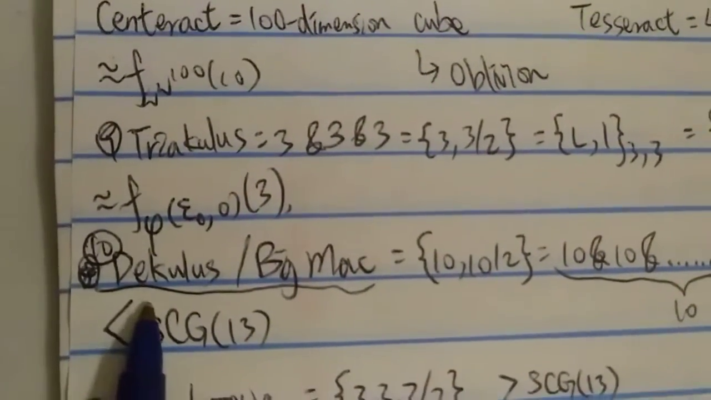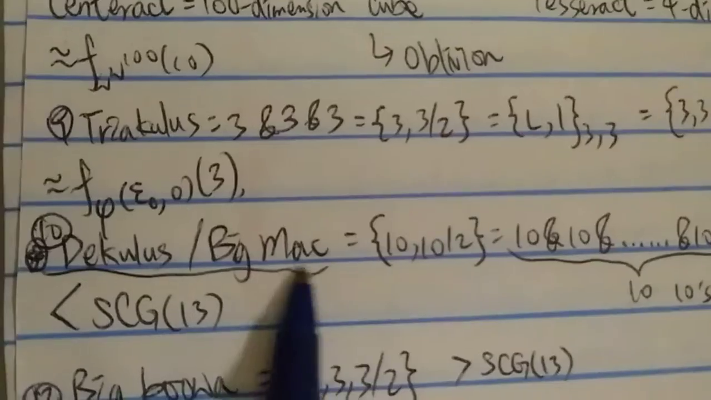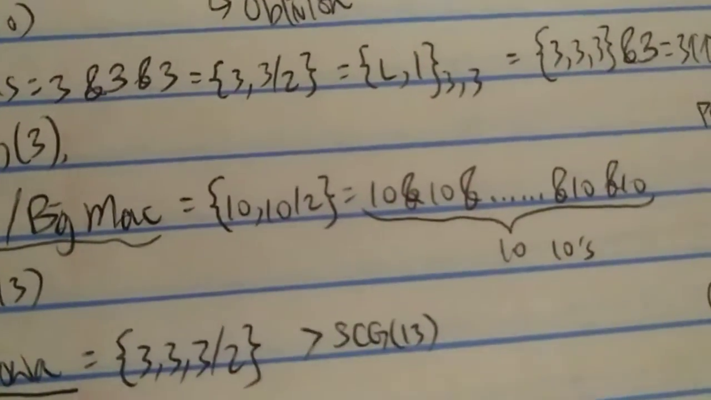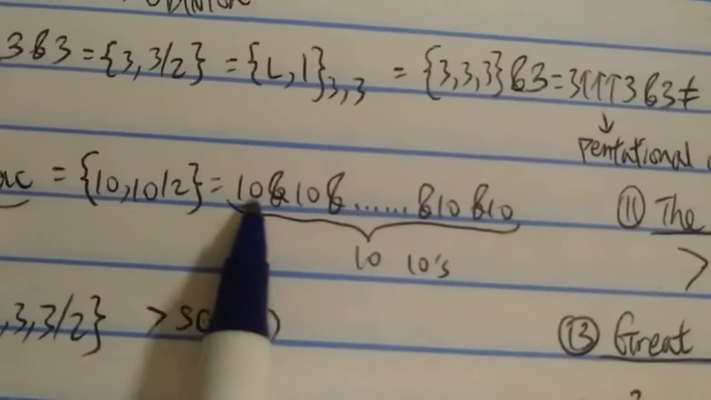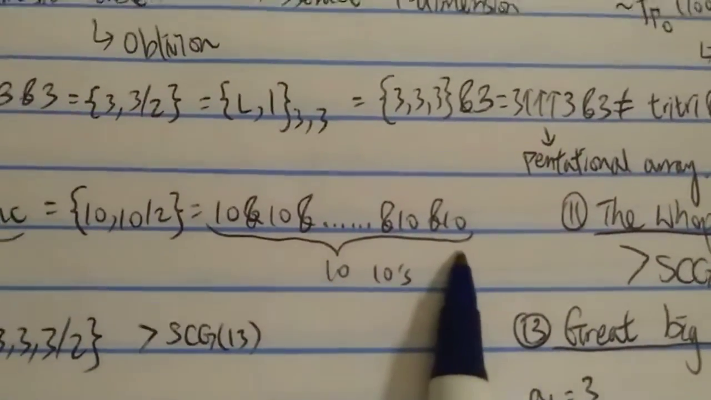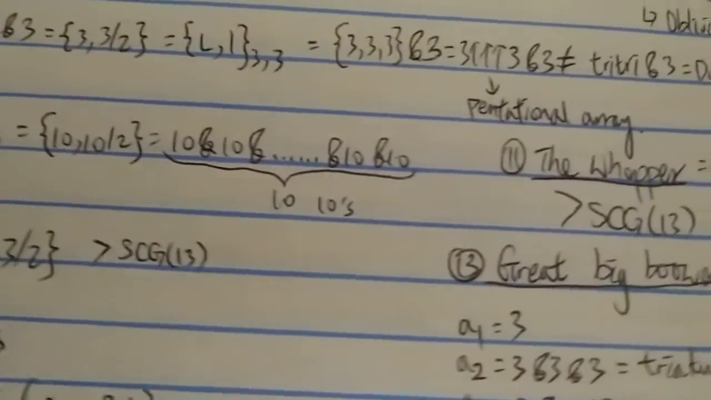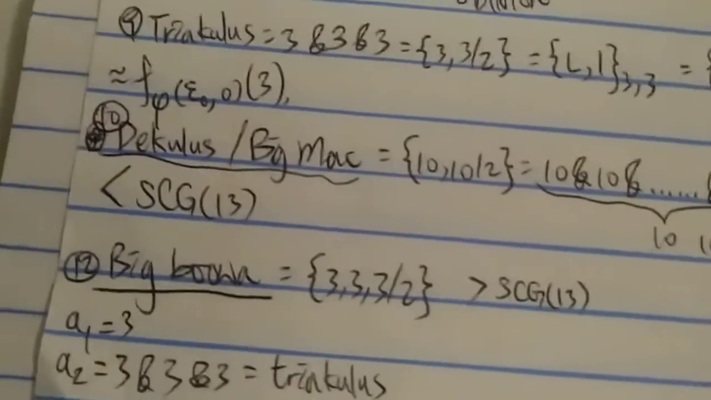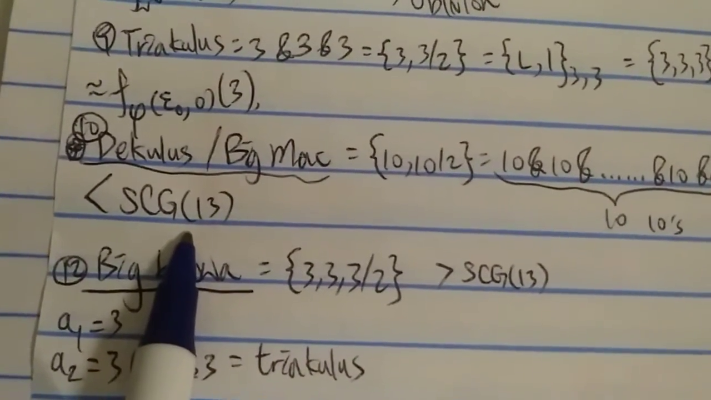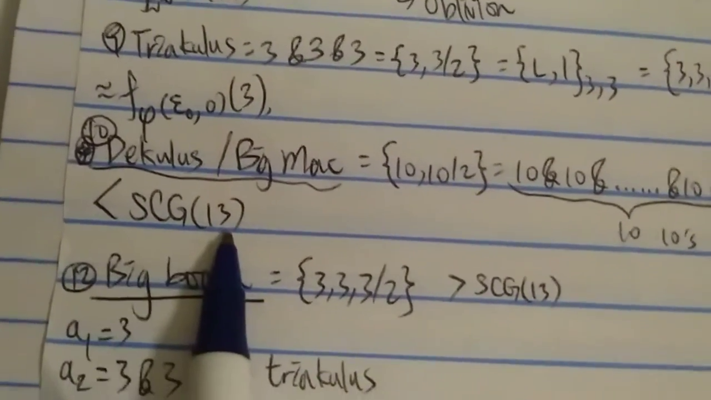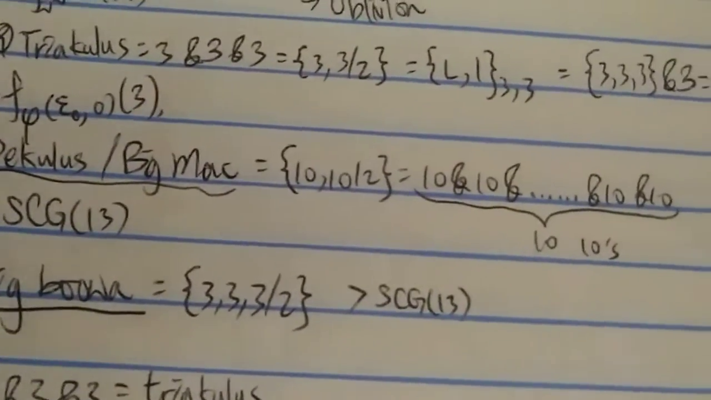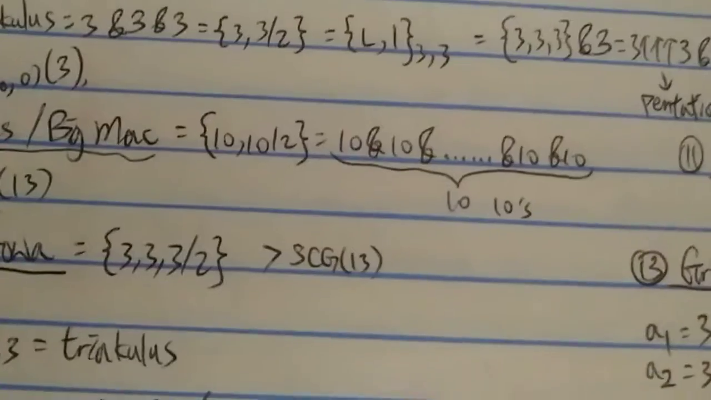The next one is Stacus, also called the Big Mac, which is written this way, 10 10/2, which means it is 10 array of 10 array of 10, which has 10 10. So this is completely another level. And this is, at least according to the Google wiki, already bigger than SCG13. And of course, much bigger than tree 3 already. Something this simple is already bigger than tree 3.